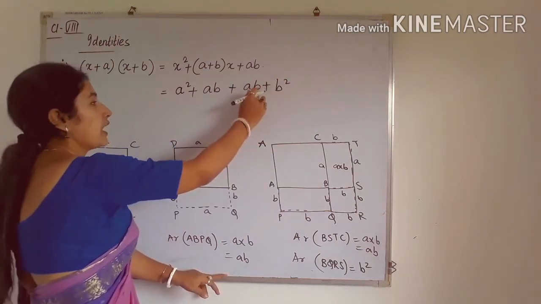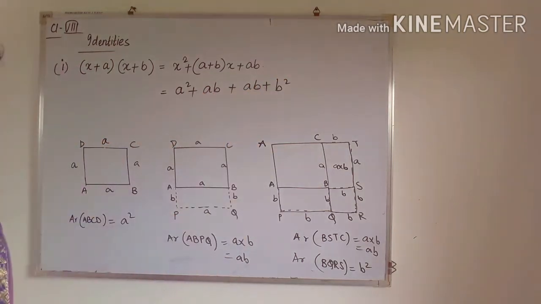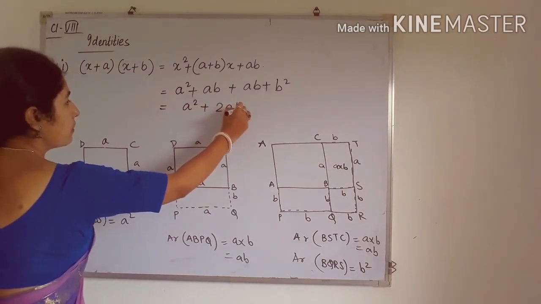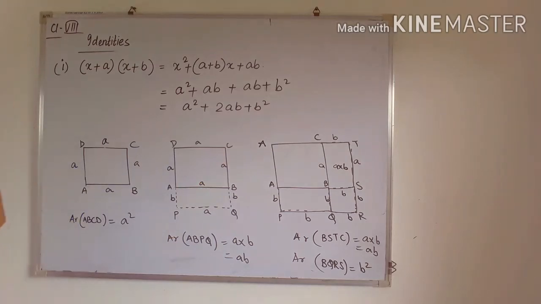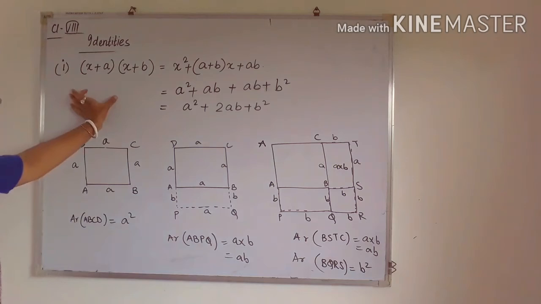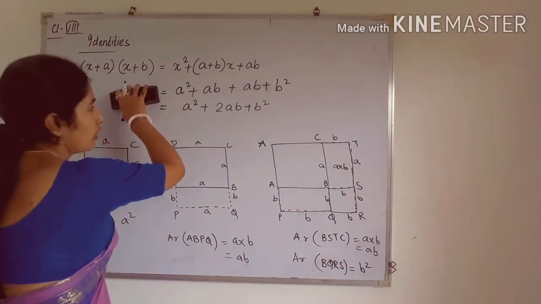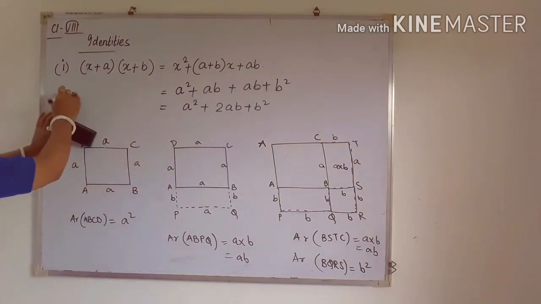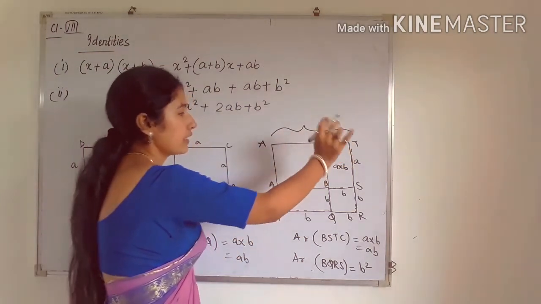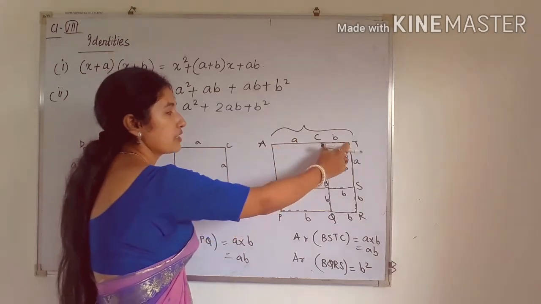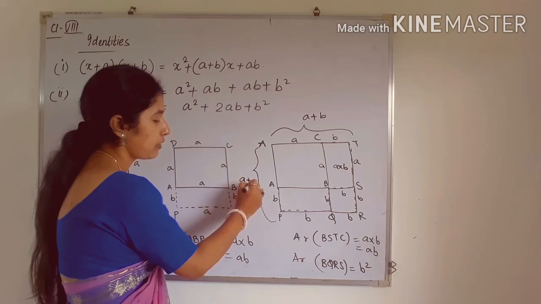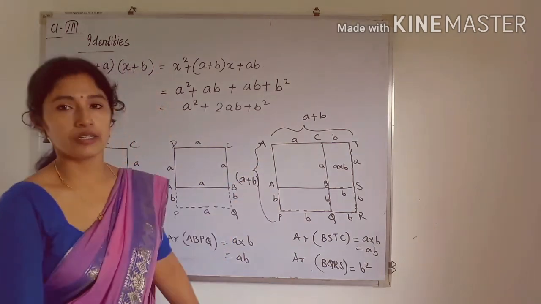What will be AB plus AB? As both are like terms, we can add easily. So A square plus 2AB plus B square. So this will be the area of the rectangle APRT. So now see, you have to write the left hand side part. The length of this rectangle, this was A, so A plus B, so the length is A plus B. Similarly here the length will also be A plus B. So finally this is not a rectangle, we got it as a square.